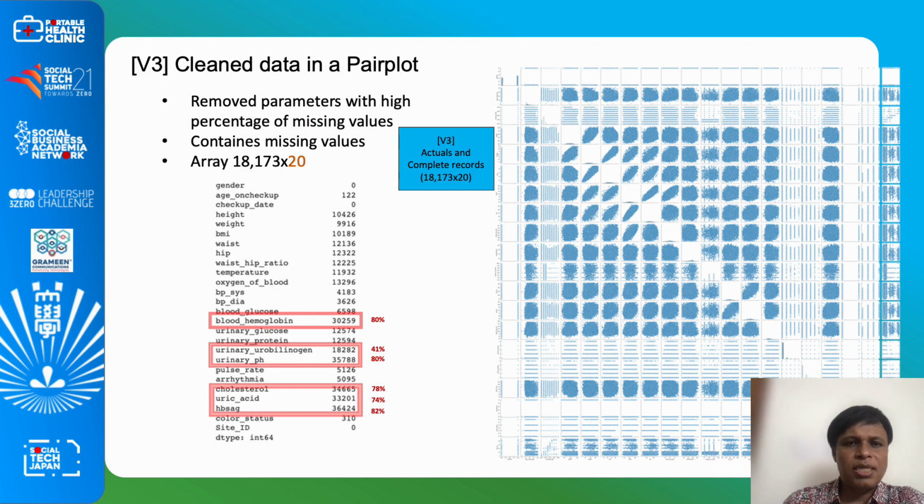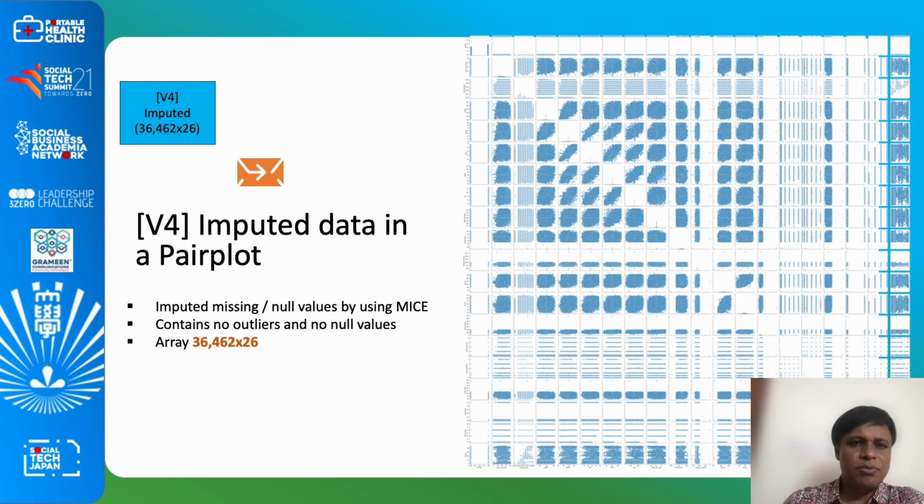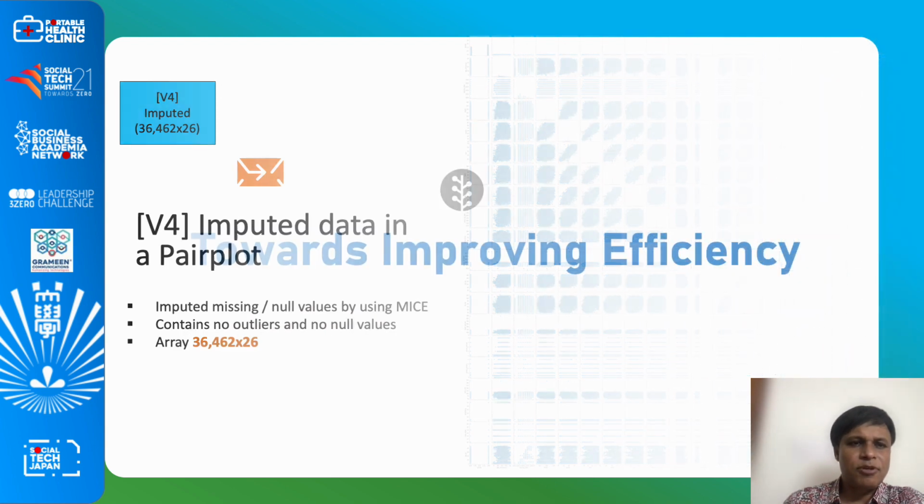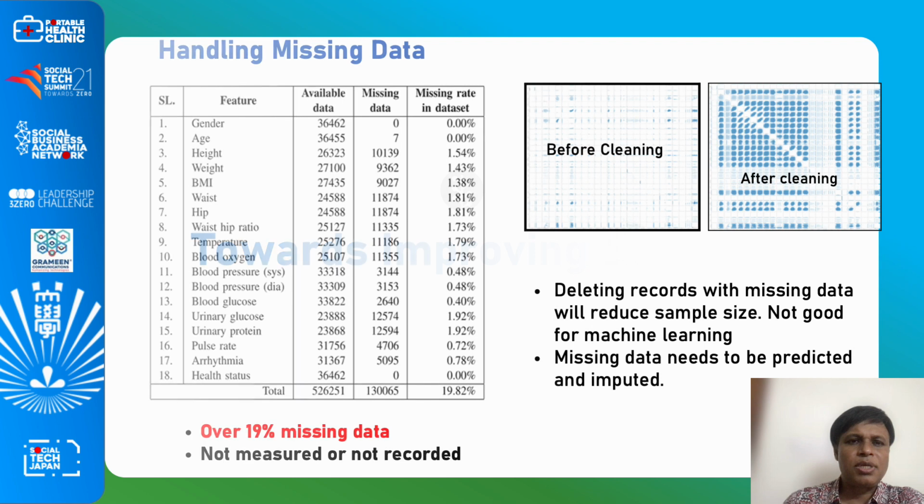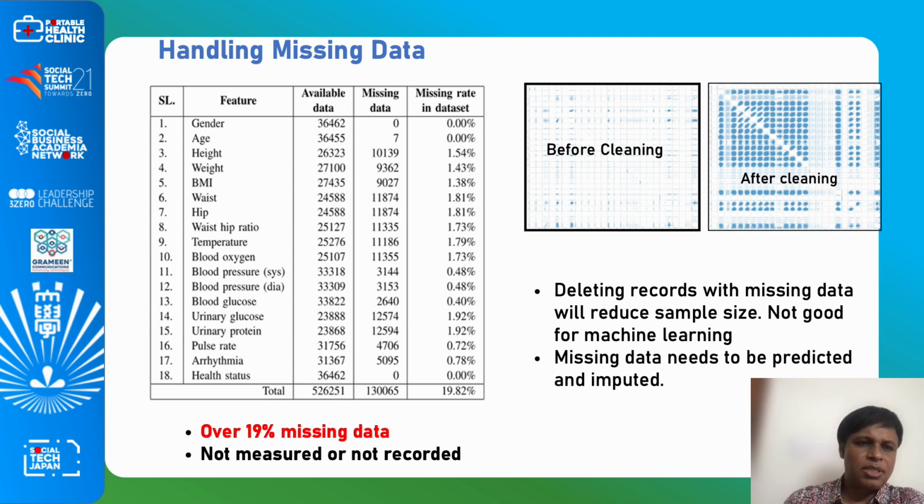So after cleaning the data, now we can see there is a pattern, and after looking at the pattern we found that almost 90% missing data was there. So it was either not measured or not recorded. Deleting the records with missing data will reduce the sample size. It's not good for machine learning. So we want to use this data for some sort of machine learning, and if the data size is reduced, then it is very difficult and we cannot really see the pattern.